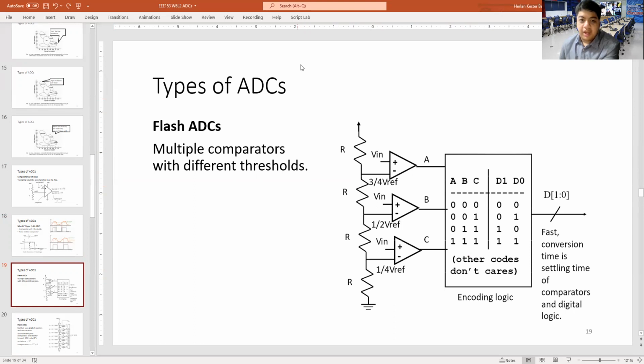Essentially, this is equivalent to: if you're below 1/4 VREF, digital code 00. Below 1/2 and above 1/4, 01. Between 1/2 and 3/4, 10. And above 3/4, 11. So that's 2 bits, and we have 4 distinct stages. It looks simple and easy to build.